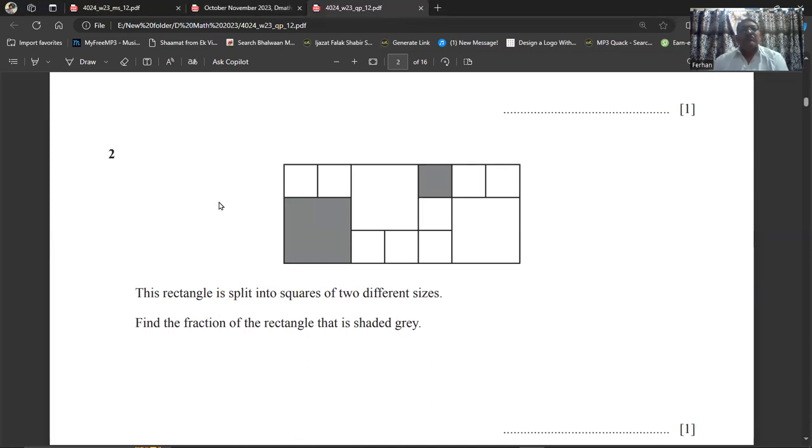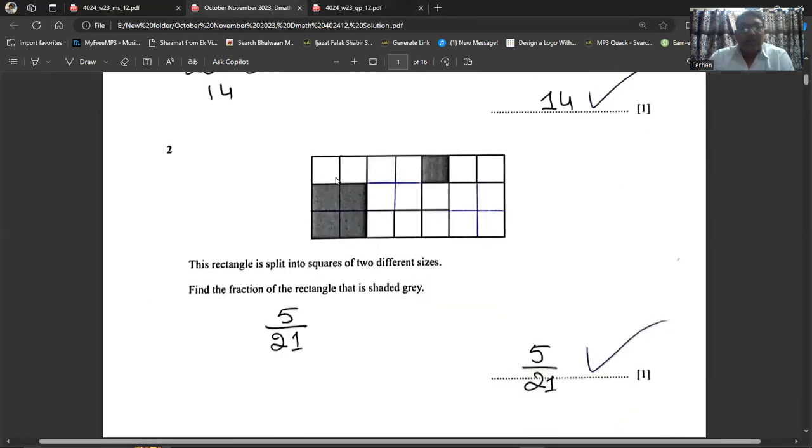So we are going to the next question, that is question number 2. He says, this rectangle is split into squares of 2 different sizes. Find the fraction of the rectangle that is shaded gray. To solve it, I will complete this grid, and then it will become very easy. Let me show you. You can see I have completed this grid. Now I can see 1, 2, 3, 1, 2, 3, 4, 5, 6, 7. So there are totally 21 squares of equal size.